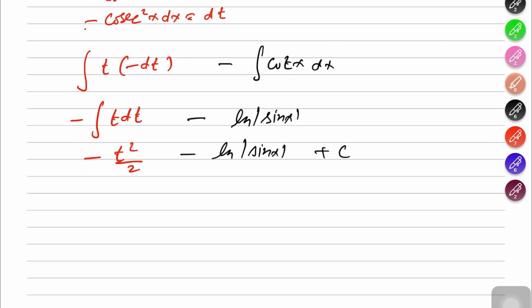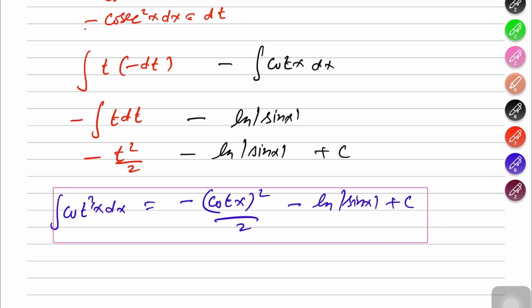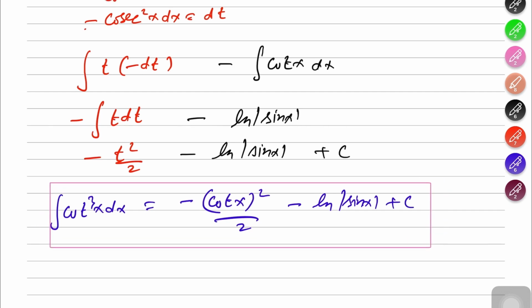So if you substitute the value, we can say the integration of cot cube x dx is equal to minus t, meaning cot x, square upon 2 minus ln mod of sin x plus constant. So this is the integration of the cot cube x function: minus cot square x upon 2 minus ln mod of sin x plus constant.